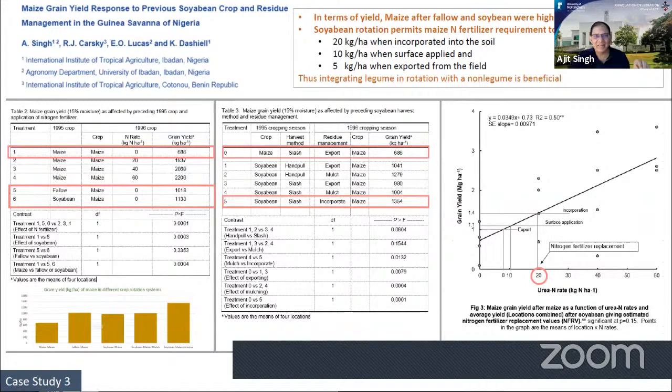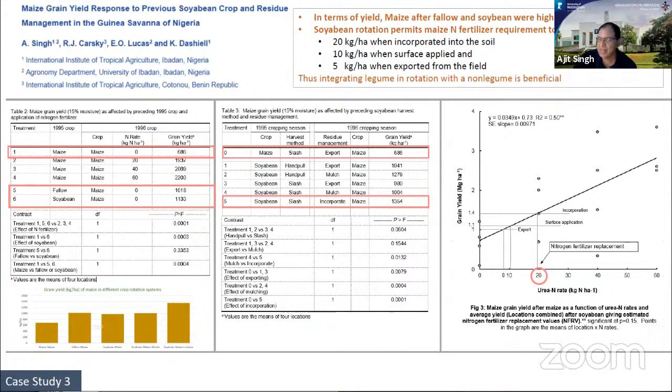Okay, now this is the yield of the subsequent crop in rotation. The same field that you saw in the earlier slide was planted with maize to see what effect it would have on the subsequent crop. So we incorporated the soybean residue, we used it as a mulch, and we exported it, and the maize was exported as well. We didn't return the residues, and we also had a fallow system. So you can see that the yield here in maize, this is maize and maize again, was 685 kg per hectare. So there was more yield.